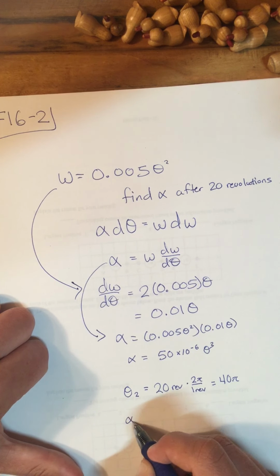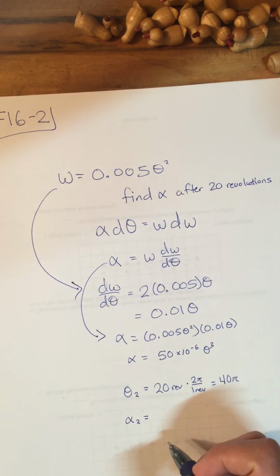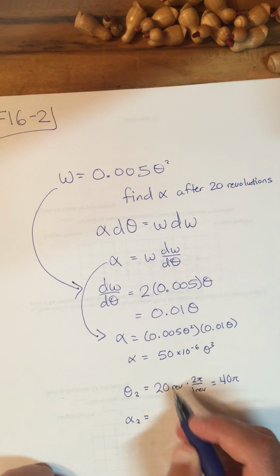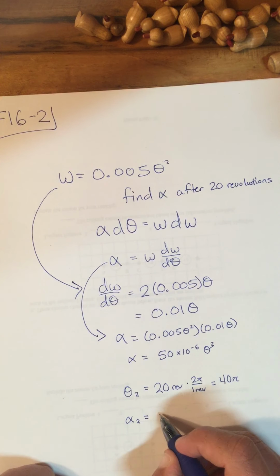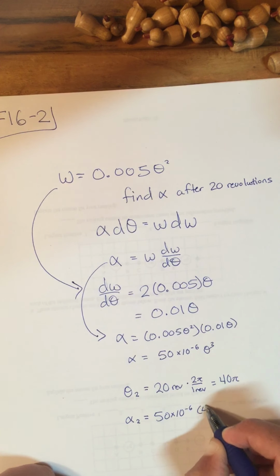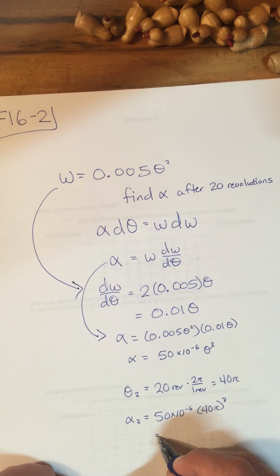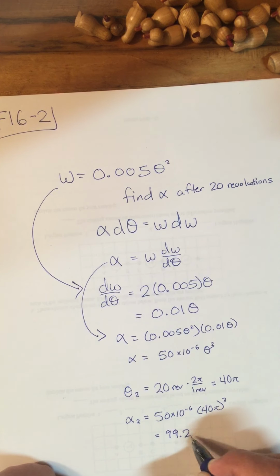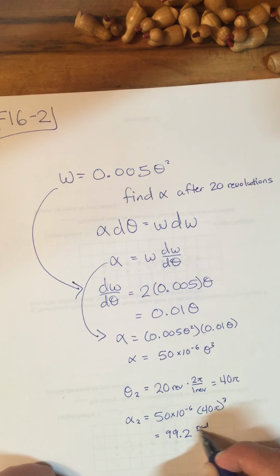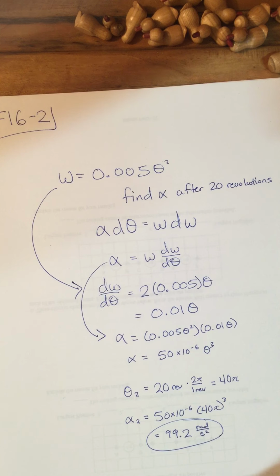So now the angular acceleration, let's say angular acceleration 2 at theta 2, we just take this and plug in 40 pi. So this is 50 times 10 to the negative 6th times 40 pi cubed, and that gives us 99.2, and the units there are radians per second squared. So there is the angular acceleration at 20 revolutions, and that concludes Fundamental Problem 16-2.